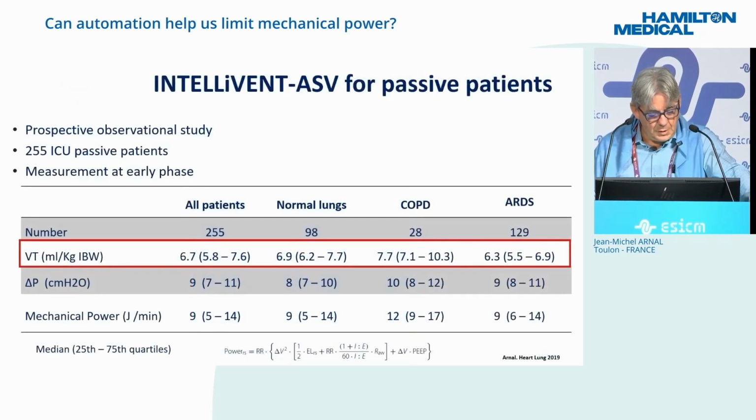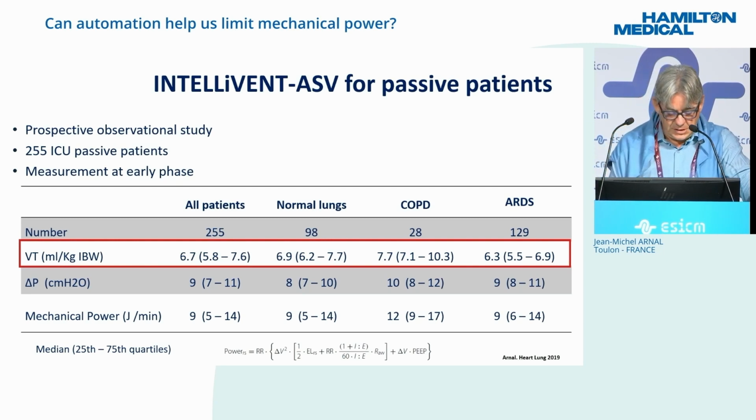So let's jump to the clinical data. This is a purely prospective observational study, 255 ICU patients, where we did the measurement in the first 24 hours after intubation. And we split these patients into normal lung, COPD, and ARDS. And we look at what IntelliVent ISV is doing. The results are the median and interquartile range.